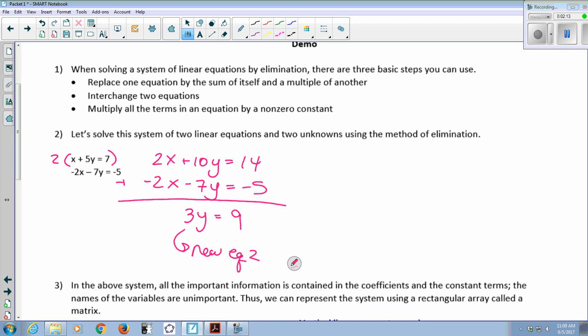So my new system, equation 1 stays the same as it was: x plus 5y equals 7, or 2x plus 10y equals 14. They'll have the same solution, so either one. And then I'm going to replace equation 2 with 3y equals 9.